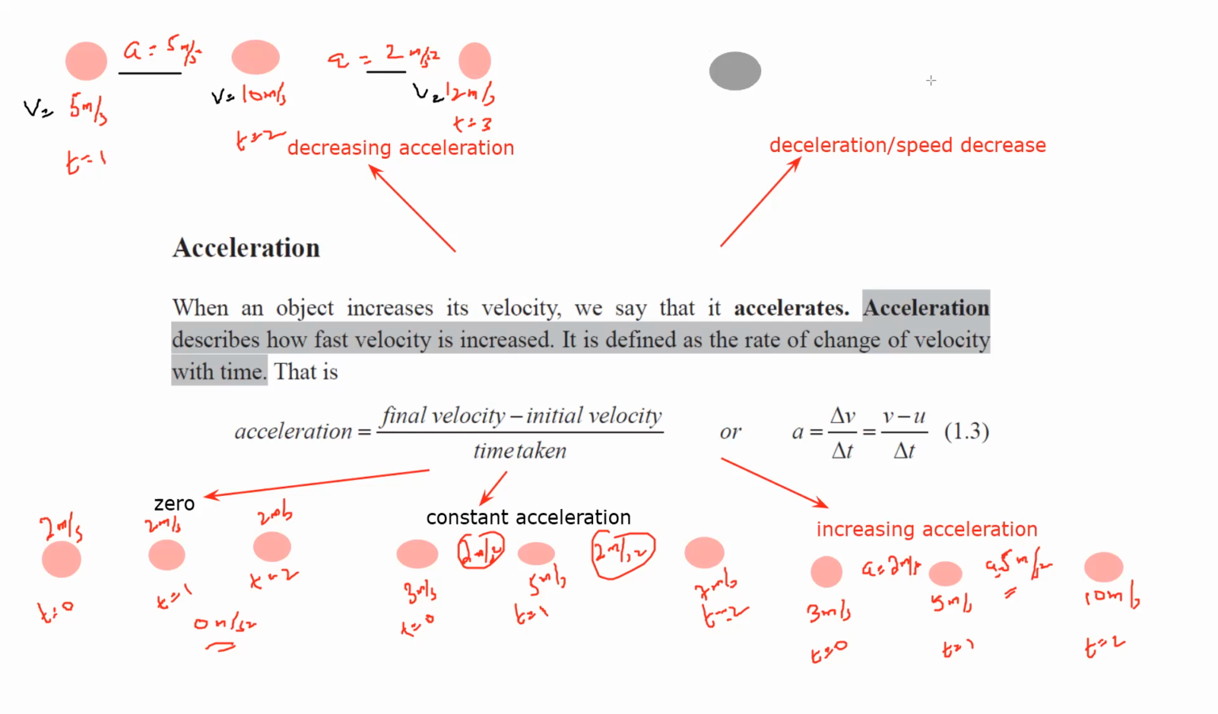So an object slowing down: first it is moving with say 5 meter per second, then 3 meter per second, then 1 meter per second. Here time is equal to 1, time is equal to 2, time is equal to 3. So here the deceleration, final minus initial, so 3 minus 5, so minus 2 meter per second square. This is also minus 2 meter per second square. So this is a constant deceleration. A deceleration can be constant or it can be a variable deceleration.